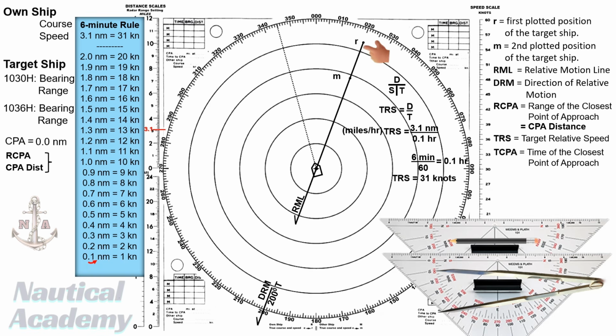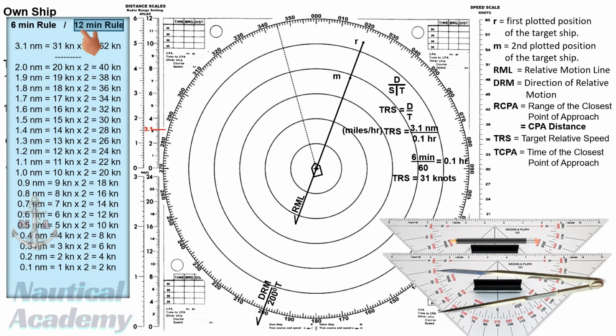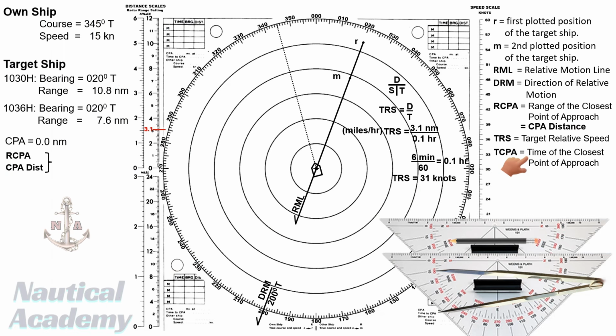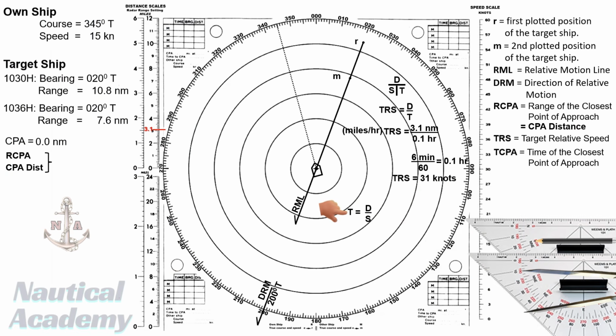In this scenario, the distance traveled from R to M in 6 minutes is 3.1 nautical miles. By moving the decimal point one place to the right, the target's relative speed is 31 knots. For a 12-minute steaming time, simply multiply the speed for 6 minutes by 2 to determine the vessel's speed. Let us now calculate the time of the closest point of approach, or TCPA, using the formula. Time is equal to distance divided by speed.